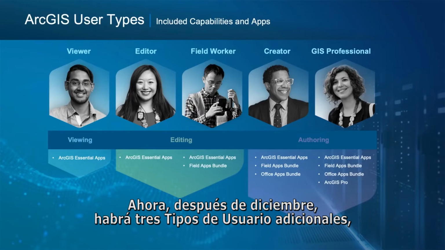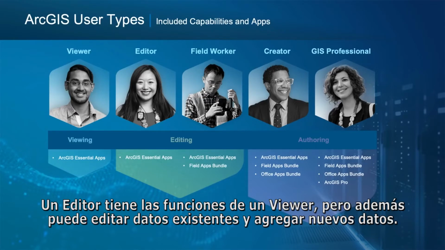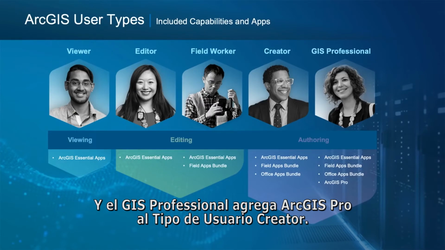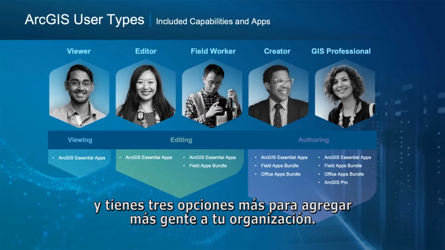Now after December, there'll be 3 additional user types available: an editor, a field worker, and a GIS professional. An editor has the capability of a viewer but can additionally edit existing data and add new data. A field worker adds data collection capabilities and apps to what the editor can do. And then the GIS professional adds ArcGIS Pro to the creator user type. So it's pretty easy. Level 1 becomes a viewer, level 2 is a creator, and you have 3 other options as you add more people to your organization.